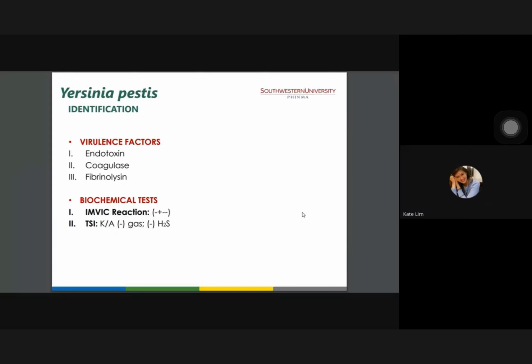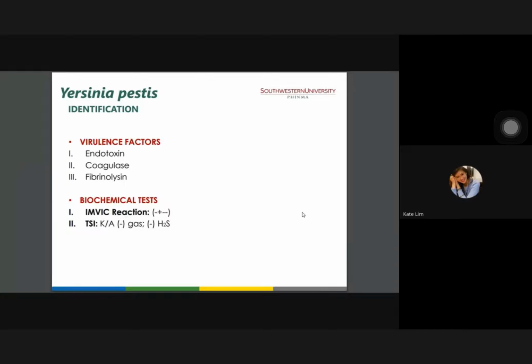So here are some of the biochemical tests. For the biochemical test, we have the IMViC reaction. For the IMViC reaction, we have negative, positive, negative, negative. So therefore, your Yersinia pestis is indole negative, methyl red positive, Voges-Proskauer negative, and citrate negative.